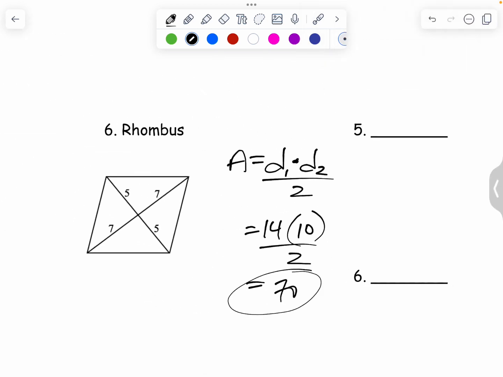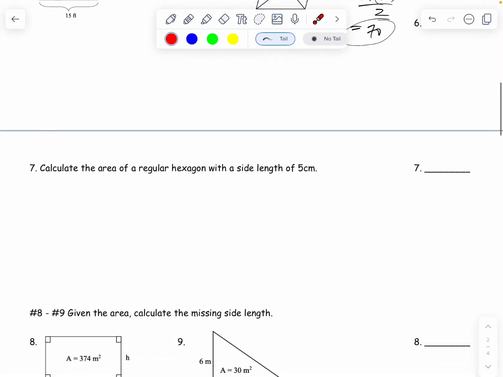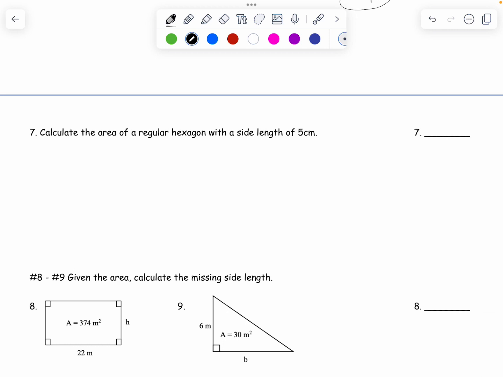And double check your note card and make sure that you have a times symbol there for the two diagonals. And if you need to make a note to yourself that one of the diagonals goes from one corner to the other. I see very frequently, sometimes people only use the 7 and the 5 in the formula, and that is not correct. Use the entire diagonal. Area of a regular hexagon.